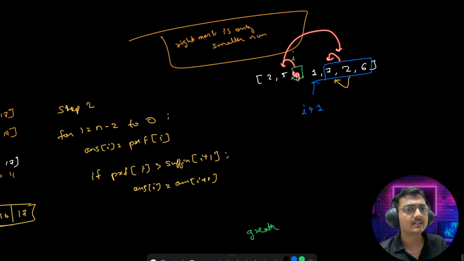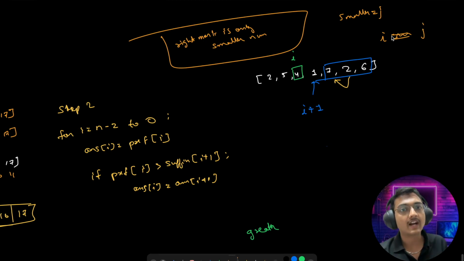Can I say that this I is connected to this smaller one? Yes, I can say. Let's call the smaller one j. So there is a path between I and j. This is a bridge. Now let me try to prove that there is a bridge between I plus 1 and j as well. Why? Because let's say this is 4 or 5, whatever it is. If the largest number can be here, it can be in the previous part as well.